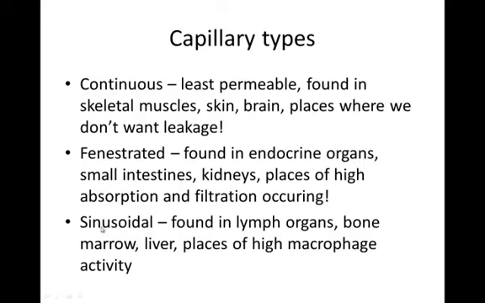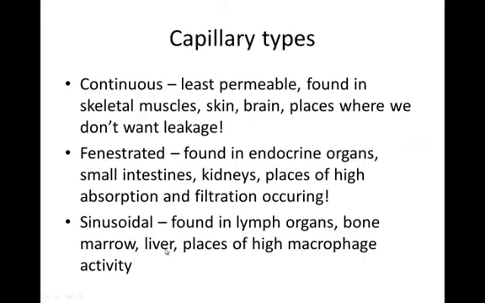Our sinusoidal capillaries are our leakiest capillaries. Absolutely, they have big, huge, gaping holes where massively large cells can creep through. So these are found in our lymph organs, like our spleen. They're found in our bone marrow. They're found in our liver. They're found wherever we're going to have high macrophage activity.